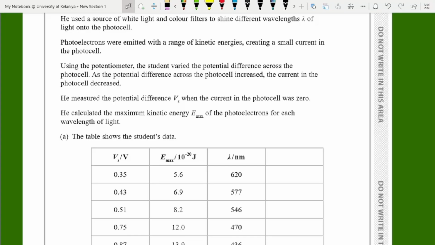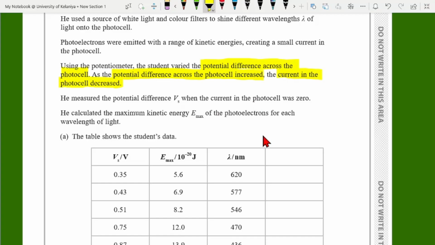Using the potentiometer, the student varied the potential difference across the photocell. As the potential difference across the photocell increased, the current in the photocell decreased. Okay, that's a kind of important point. Right, he measured the potential difference Vs when the current in the photocell was 0.